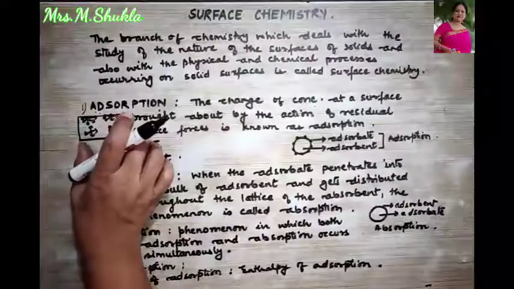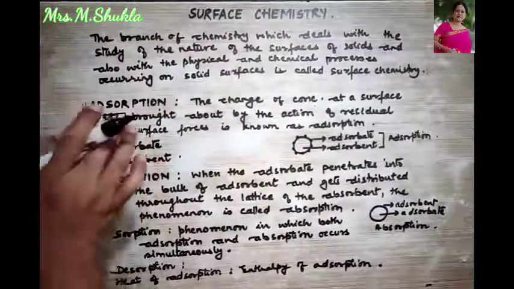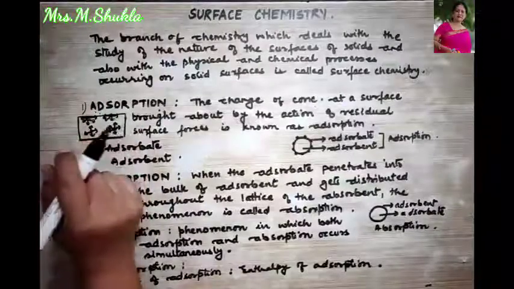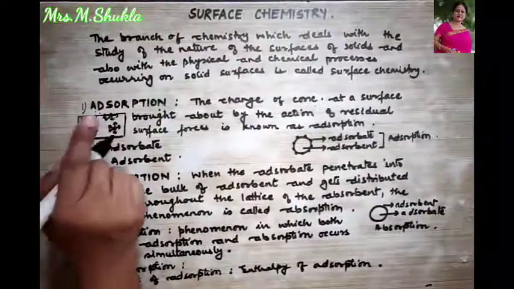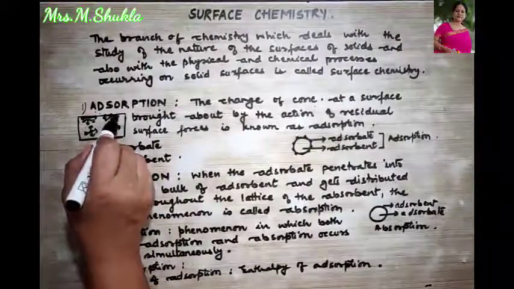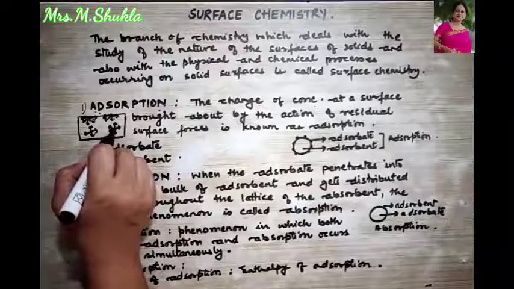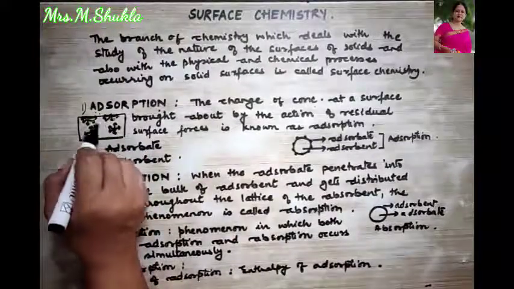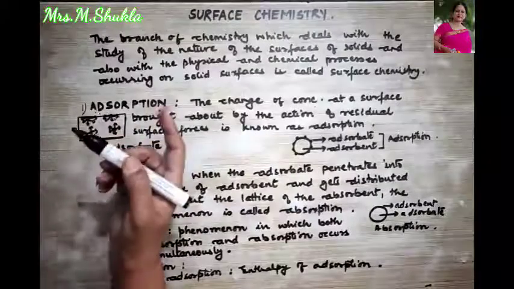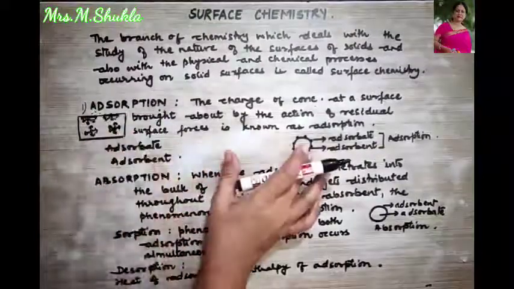As the particles accumulate on the surface, their concentration is more at the surface now than in the interior part of the solid or liquid. So this change of concentration, where more concentration is found on the surface than in the interior, is called adsorption, a surface phenomenon. I hope adsorption is clear to you.